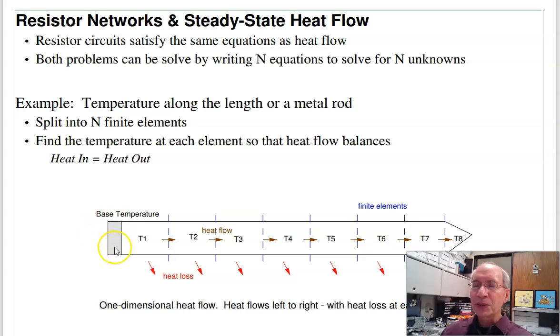I've got the base temperature, that's your heating element. The metal bar, or the soldering iron, has, using finite element models, a couple different finite elements. Each one's got a temperature. At each finite element, I lose some heat, and I have some heat flow. The basic equation is that heat in equals heat out. That's the electrical analog of current in equals current out.